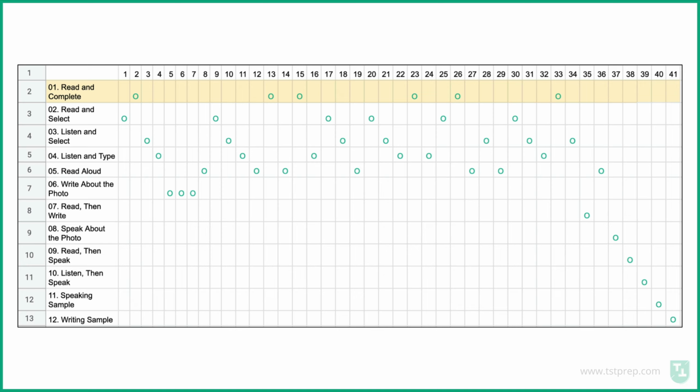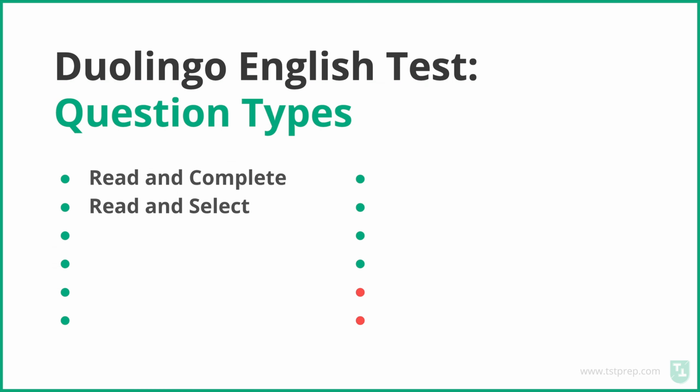What you're looking at here is an example of a kind of flow of a Duolingo English Test. So each screen, you see just one question. So you'll see about 40, 45 screens at most. This test had 41 that we're looking at. And you see the read and complete questions is the second question, the 13th question, 15th, 23rd, 26th, 33rd. So it's spread out across the test. You can expect about 6 of these types of questions. Also, these questions are adaptive. If you do well on the first couple, they will get harder.